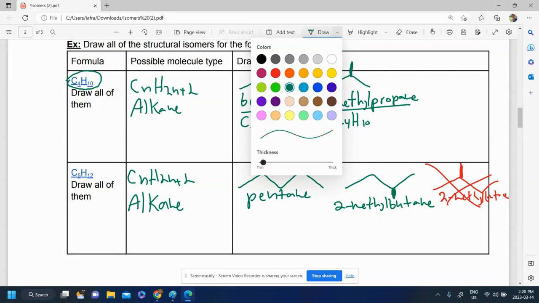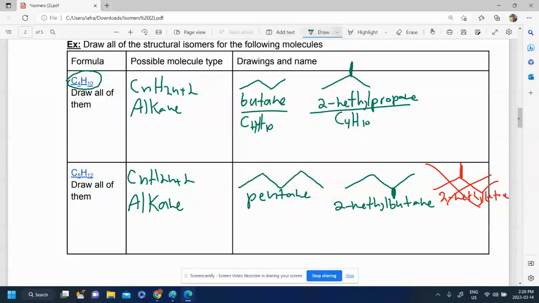Maybe I could try making a 3-carbon chain with 2 substituents on it. Let's try that out. I kind of go lower and lower every time. So like this and like this. So I got 1, 2, 3. And then on carbon number 2, I have 2-methyl. So I have 2,2-dimethyl propane. And these are all C5H12.